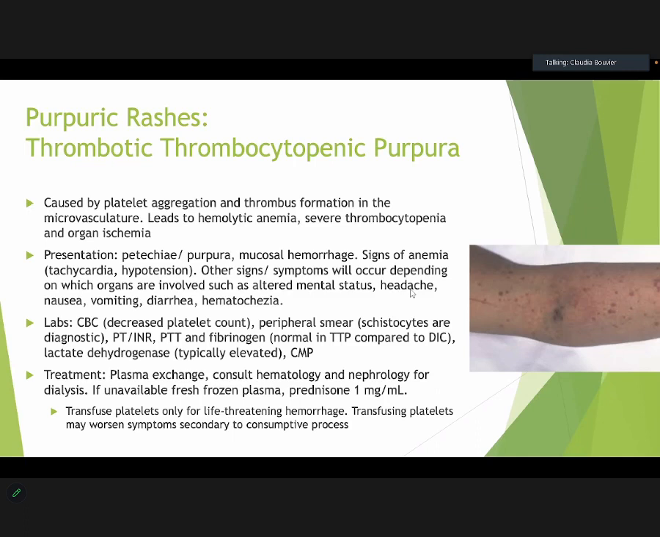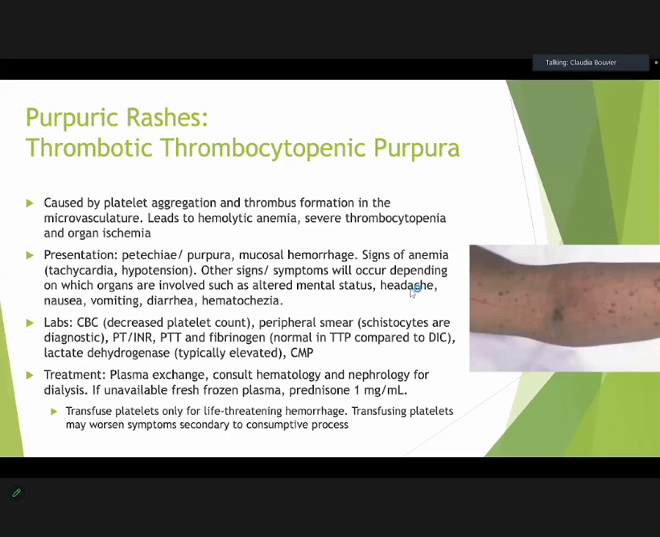So the distinguishable labs on CBC, you will get a decreased platelet count, which is true in pretty much all purpuric diseases. But on a peripheral blood smear, you would see schistocytes. The INR, PTT, fibrinogen are all going to be normal, and then you can have an elevated lactate dehydrogenase. If you're able to identify this and you're pretty certain this is what it is, you could consult your hematologist, and then the treatment would be a plasma exchange, and then you need dialysis as well when you're doing plasma exchange. They'd need to be somewhere where they can get dialysis.